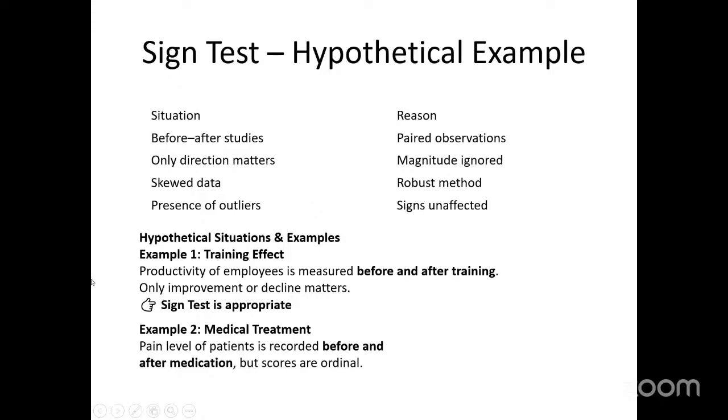So there are two examples. The first is training effect. Productivity of employees is measured before and after the training. Only improvement or decline matters. Right. Here no magnitude is needed. Only the direction is needed. Is it improving or is it declining? The medical test is similar. Pain level of patients is recorded before and after the medication, but scores are ordinal. Hope the examples and the situation where we need the sign test are clear.